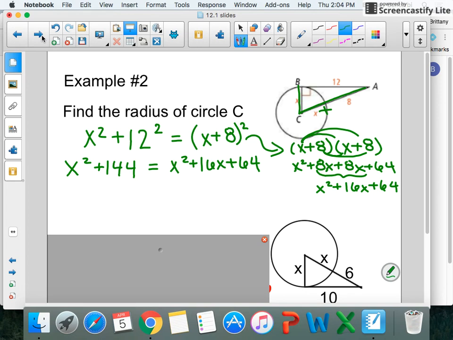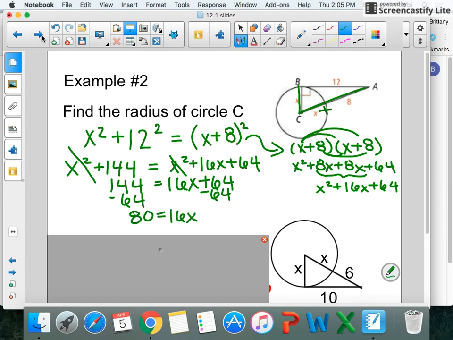If we look here then, our next step, we have an X squared and an X squared on both sides. So these are going to cancel out. So we're going to be left with 144 equals 16x plus 64. Subtract 64 from both sides. So we get 80 equals 16x, and divide by 16, so we get X equals 5.